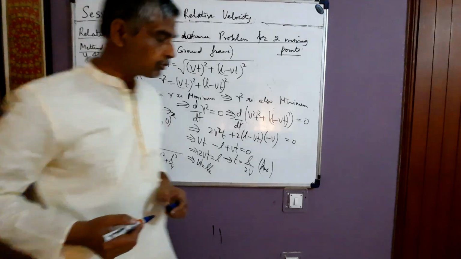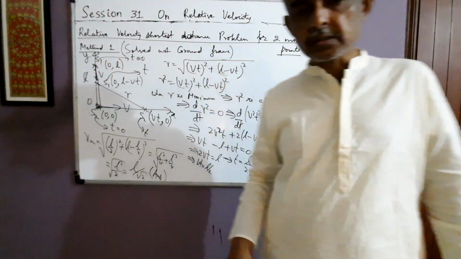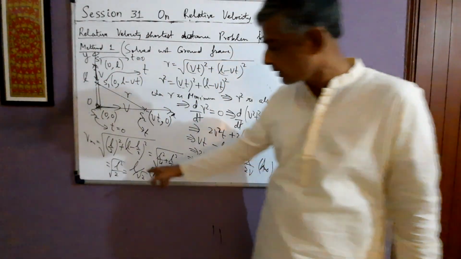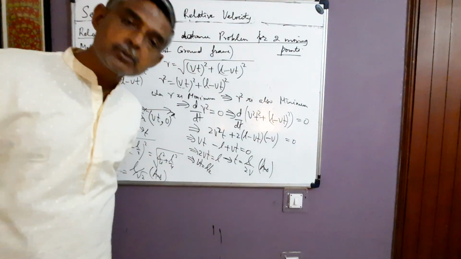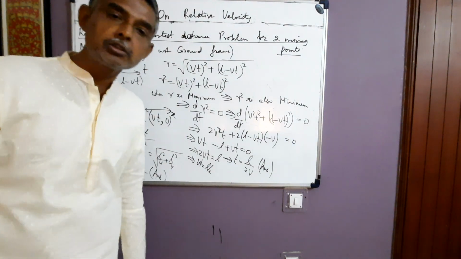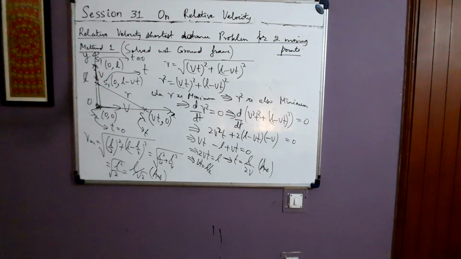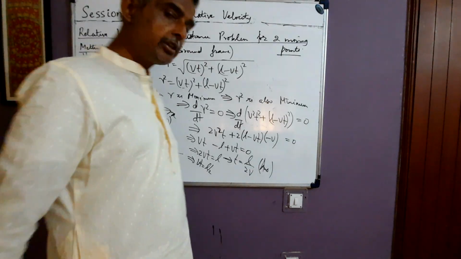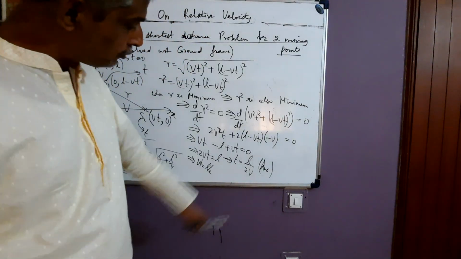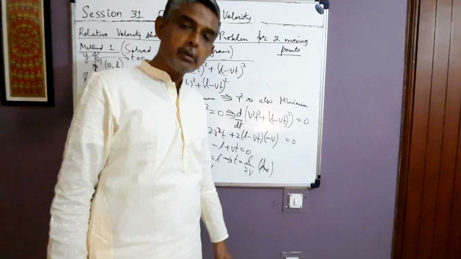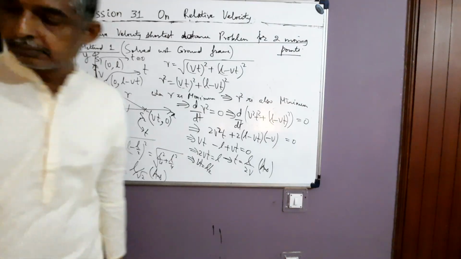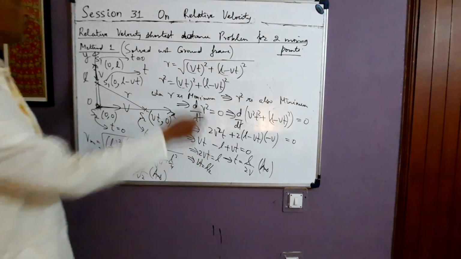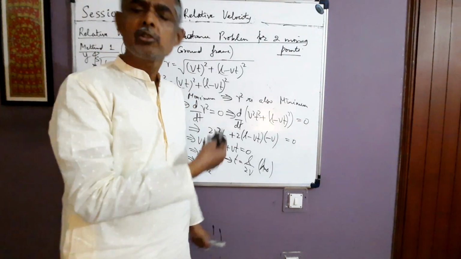So method 1 has been fully solved. So shortest distance between the two ships in course of their motion is L by root 2. And after time L by 2v, the distance between the two ships becomes minimum. This was the conventional solution in the ground frame. So t is equal to L by 2v. After this much time, distance will be minimum. And minimum distance between the two ships will be L by root 2. Alright, fine. So this is method 1, which is fully discussed. This is just a conventional method, okay?